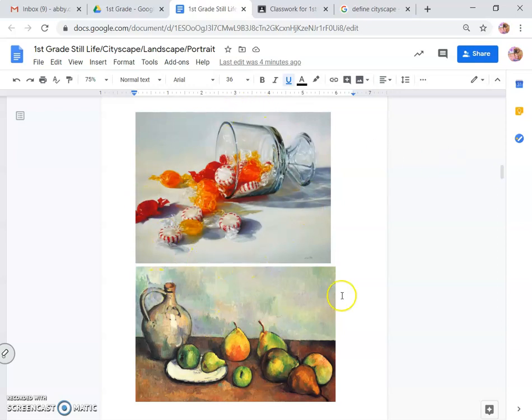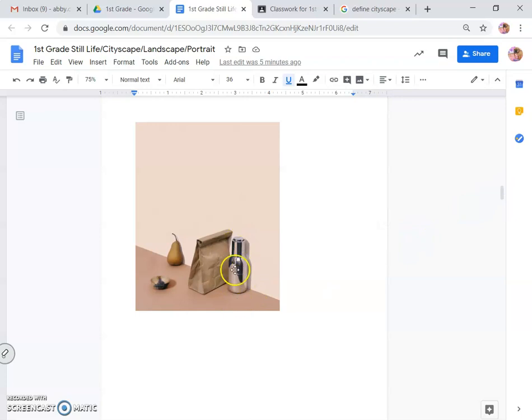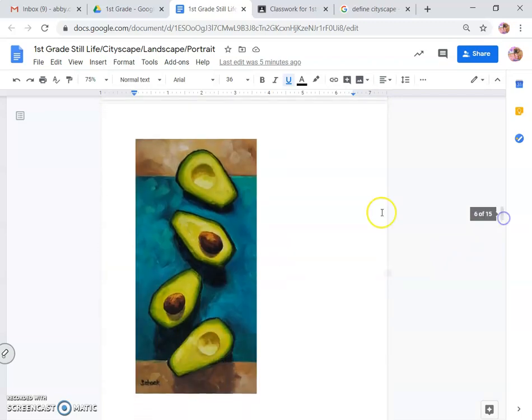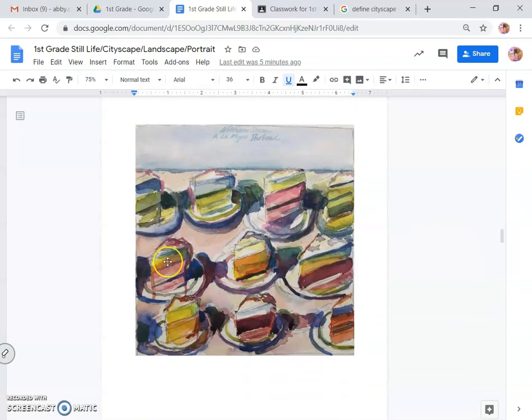What do you think these are pictures of? Is it people? Is it nature? Is it a city? Or are they objects? If you are thinking these are objects, then you're right, and these are still lives. So they're just things that sort of sit on the table. They're not alive. Let's see if we've got a couple more. Here's another still life. It's just a bottle and a paper bag and a pear and a little cup. Here's another still life, because these are not humans, they're not animals, they're not nature outside, and they're not buildings, so they're a still life. Here's another still life. We've got cake.